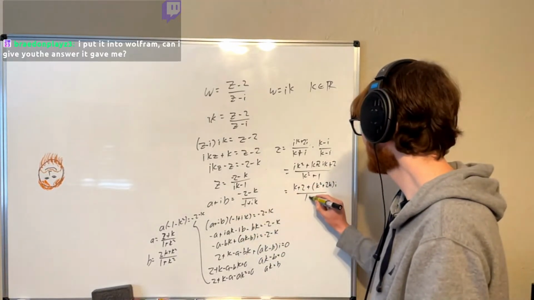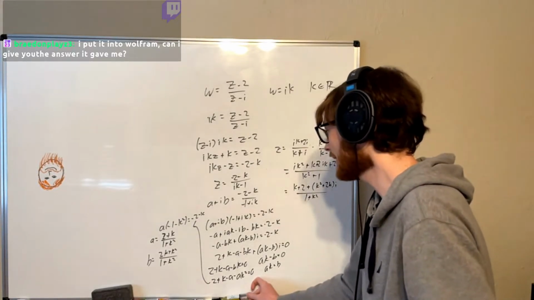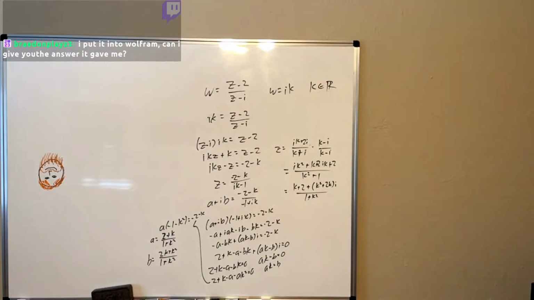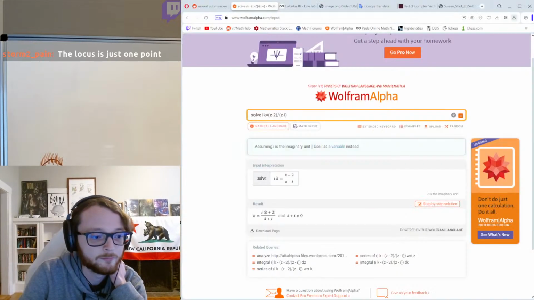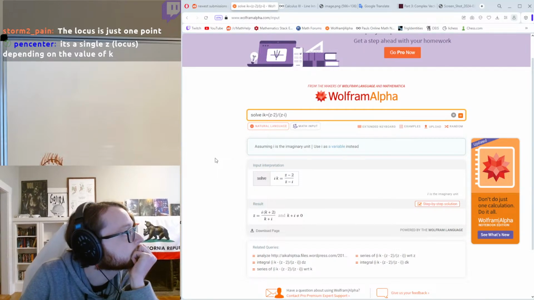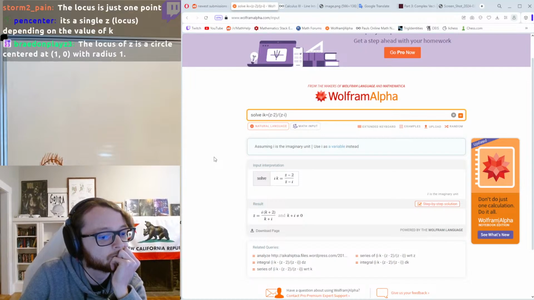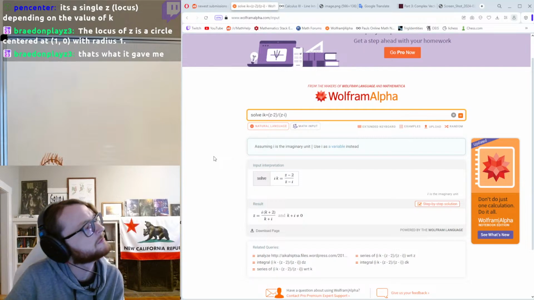That does match. Okay. I don't really know what the locus is still, but I guess we got the right answer. Same thing that we got, Braden? It's a single z locus spanning the value of k. Locus of z is a circle centered at 1, 0 with a radius 1.